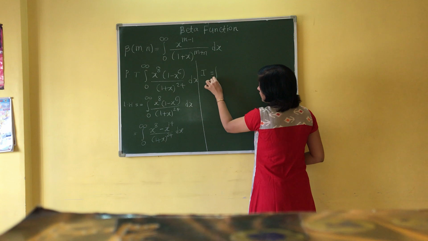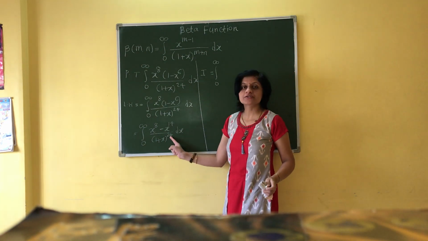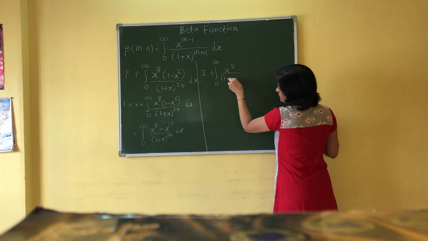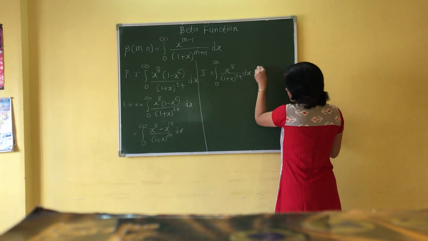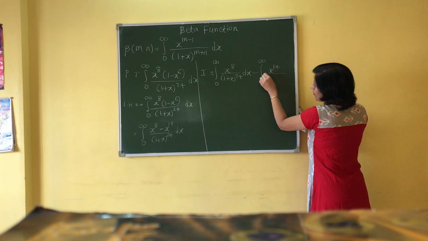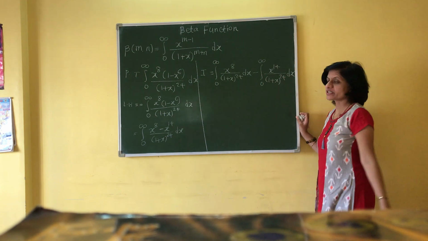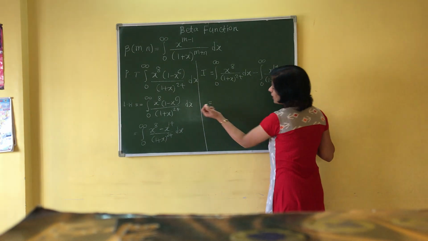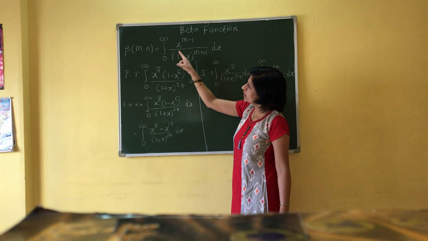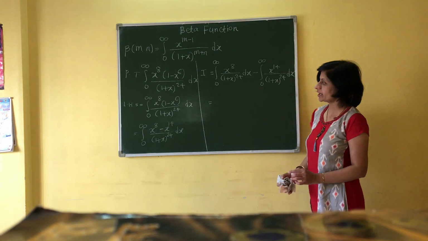I is equal to integration from 0 to infinity x raised to 8 upon 1 plus x raised to 24 into dx minus integration from 0 to infinity x raised to 14 upon 1 plus x bracket raised to 24 integrate with respect to x. And write these two definite integrals in 0 to infinity x raised to m minus 1 upon 1 plus x raised to m plus n dx form.